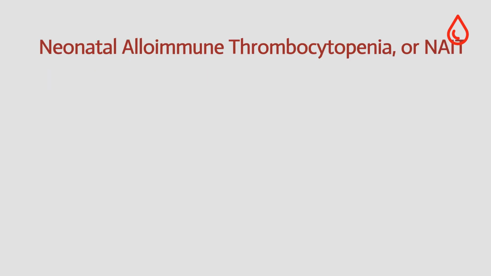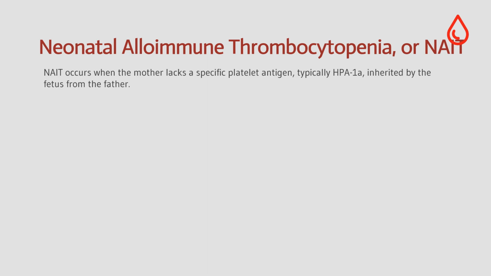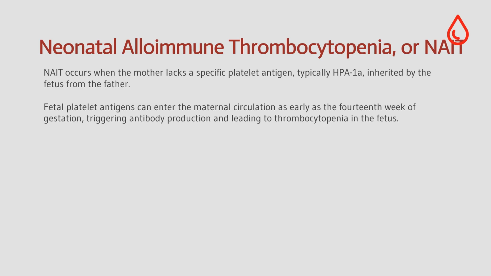Neonatal alloimmune thrombocytopenia, or NAIT. NAIT occurs when the mother lacks a specific platelet antigen, typically HPA-1a, inherited by the fetus from the father. Fetal platelet antigens can enter the maternal circulation as early as the 14th week of gestation, triggering antibody production and leading to thrombocytopenia in the fetus.